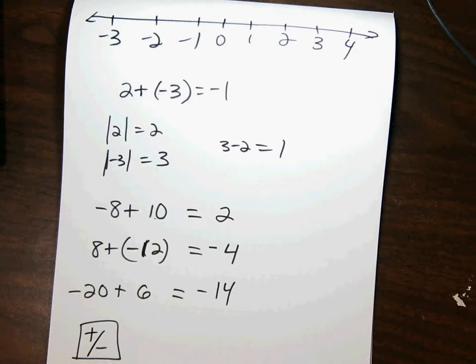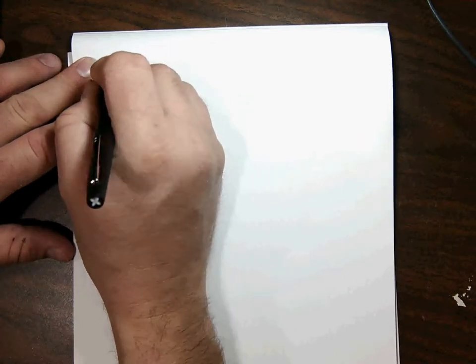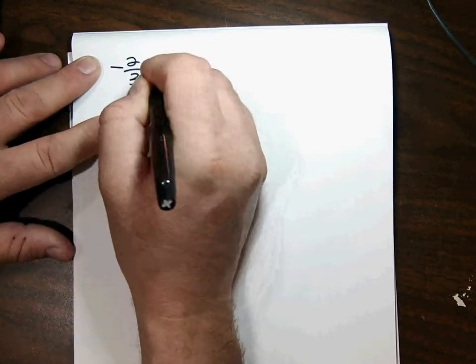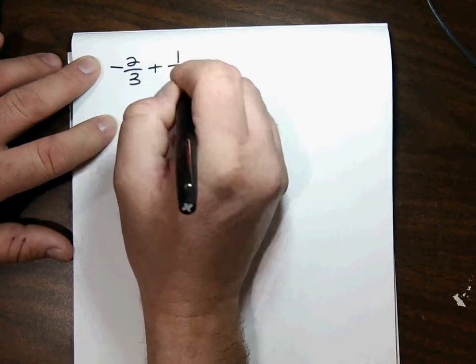You throw a little algebra into the mix. Why not? Now we could throw fractions. I just thought of that. We could throw fractions into the mix. Let's throw a fraction in there. Negative 2/3 plus, I don't know, 1/6. Why not?